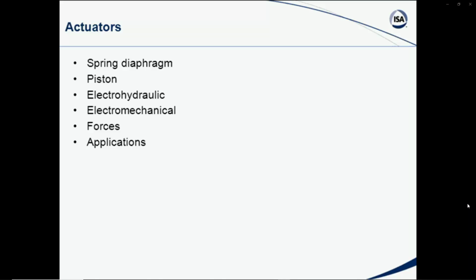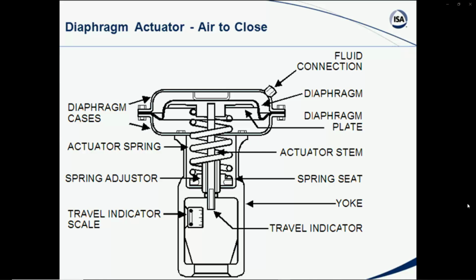You can also select different types of actuators that I mentioned earlier: spring diaphragm, piston, electrohydraulic, electromechanical, and all the different types of applications and forces will determine what's needed for the application on the particular valve, and how it would be actuated as far as the operation is concerned. So different types of actuator types, we'll mention some of those as we go along and have a little bit of time. The diaphragm actuator, one of the most popular types of actuators.